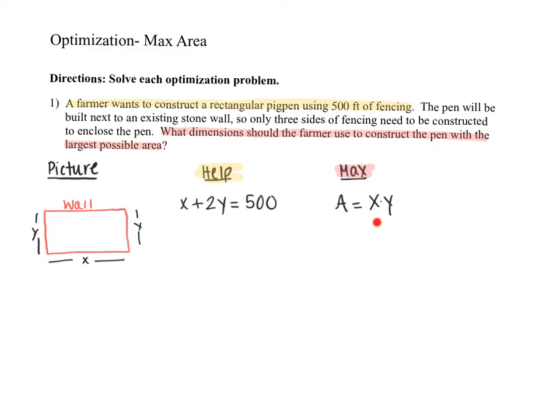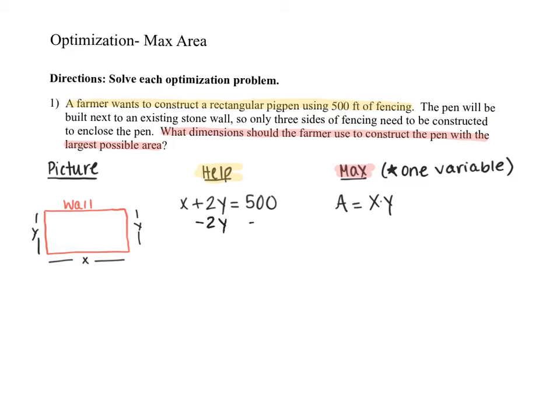And then this is the equation we need to maximize. However, this equation must only contain one variable. That is why we need our helper equation. So what I'm going to do with this helper equation is solve it for either x or y. It looks like solving it for x is going to be easier.